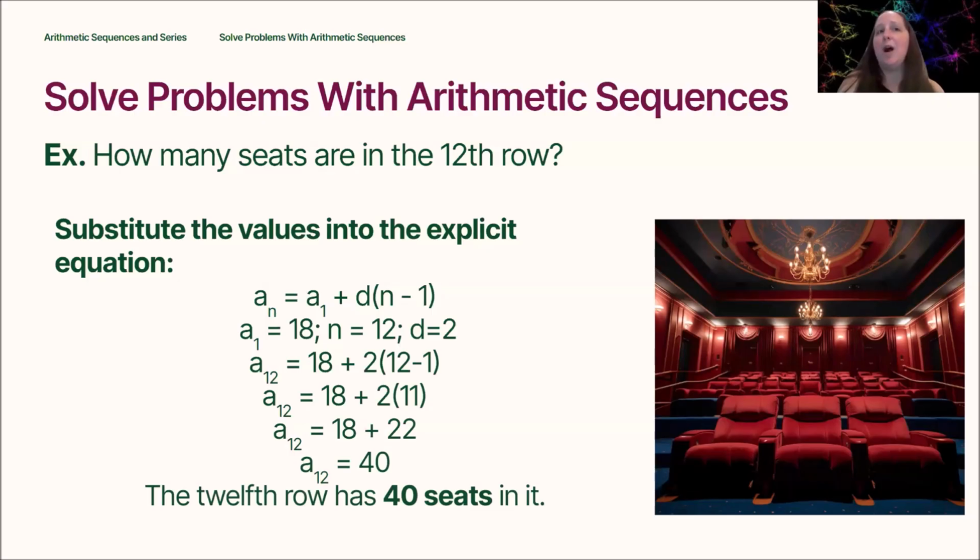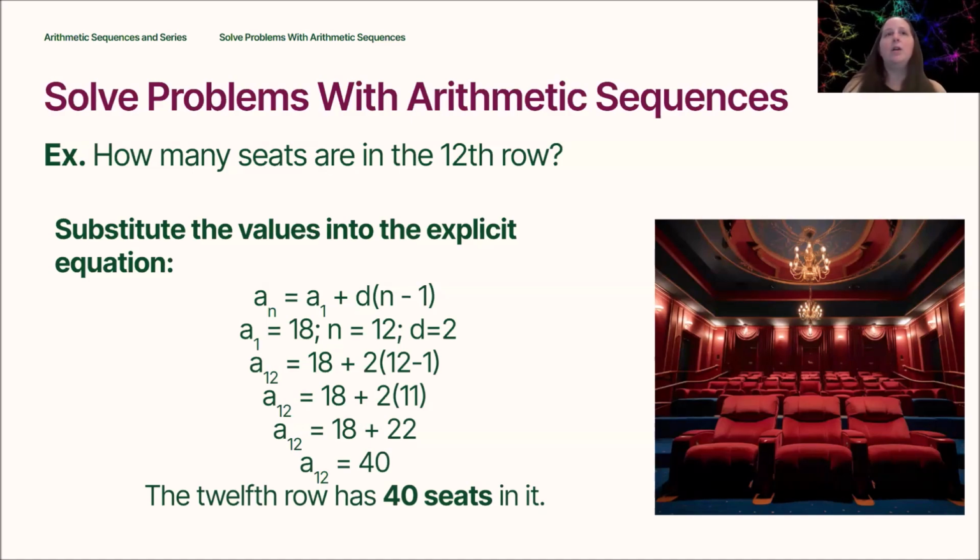So I'm looking for a sub 12. Okay, so a sub 12 equals 18 plus 2 times 12 minus 1. 12 minus 1 is 11. 11 times 2 is 22. 18 plus 22 equals 40. So the 12th row has 40 seats in it.